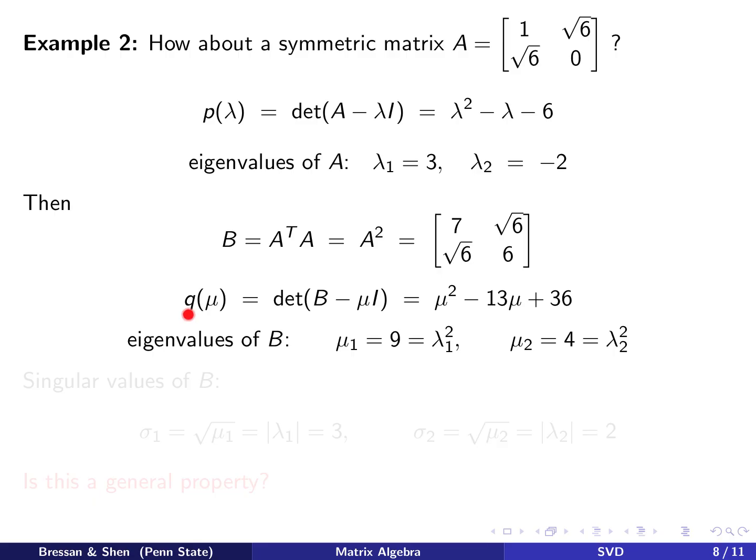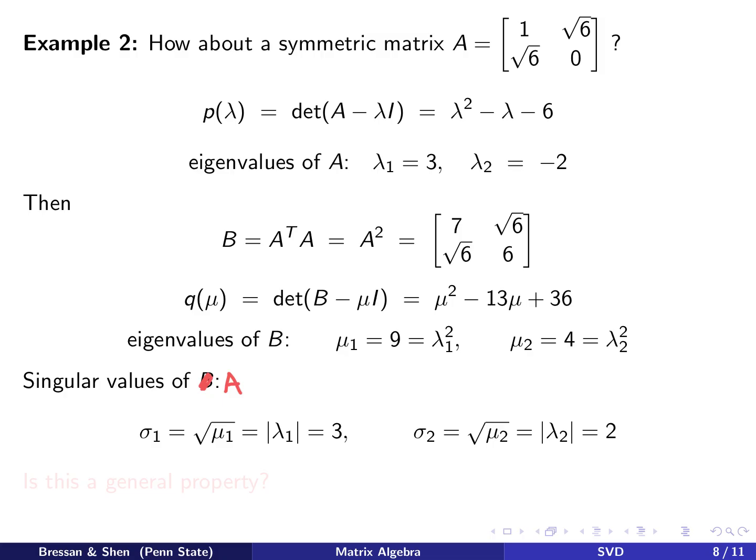And then we want to find the characteristic polynomial to compute the eigenvalues. Let's say Q of mu, and that's what you get. And then eigenvalues of B, we'll have two of them. Mu1 will be 9 and mu2 will be 4.